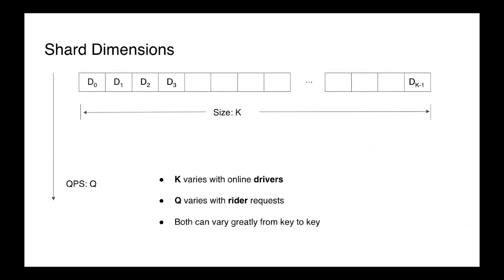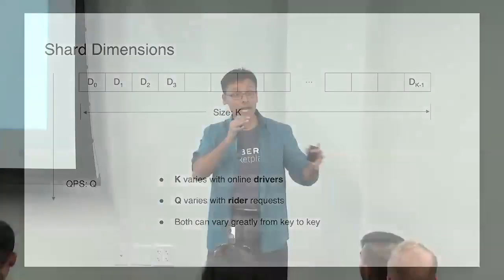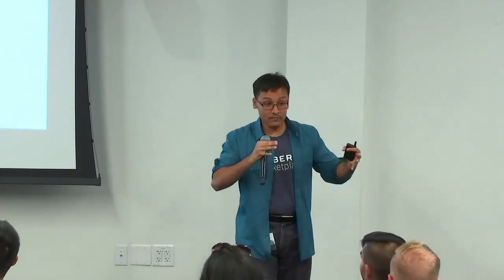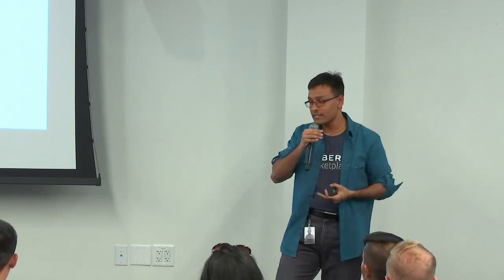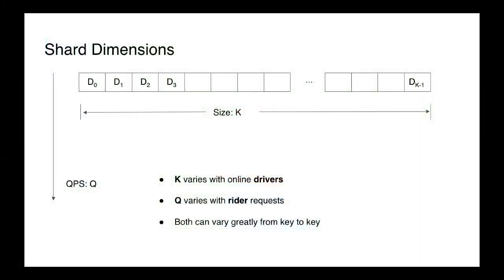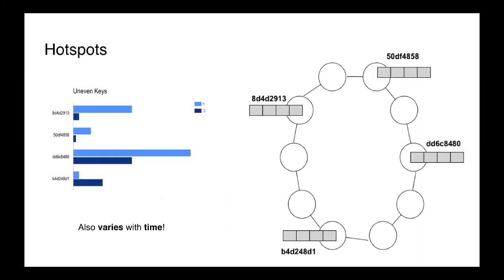To do that, I'll introduce a little bit of brief terminology that we use. Conceptually, we think of our indexes as having a size and some volume of traffic coming in. The size is just how many cars are in it. Let's call that K, and the volume of traffic is Q, or the QPS. And just for intuition, the size varies by how many drivers are on our system, and Q varies with how many people are trying to request rides at any given time. And as you can imagine, both dimensions vary greatly, and they vary from time to time.